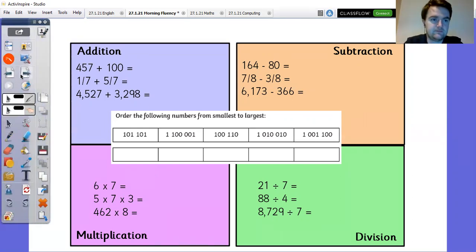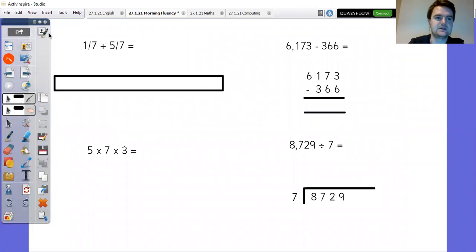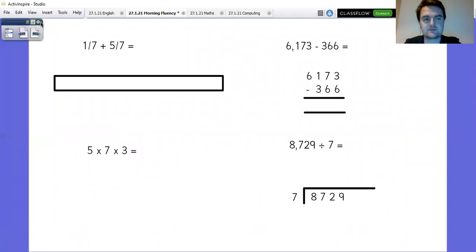Okay, then. So these are our target questions for today. You can see I've already put the scaffolds in place for some of them. So we've got 1/7 plus 5/7 as our first one. And I've got an image of our whole here. The first thing that we need to do is divide that whole into sevenths. Because the denominators are the same, we only need to do that. We don't need to find out any equivalent fractions. So here is our whole divided into sevenths.